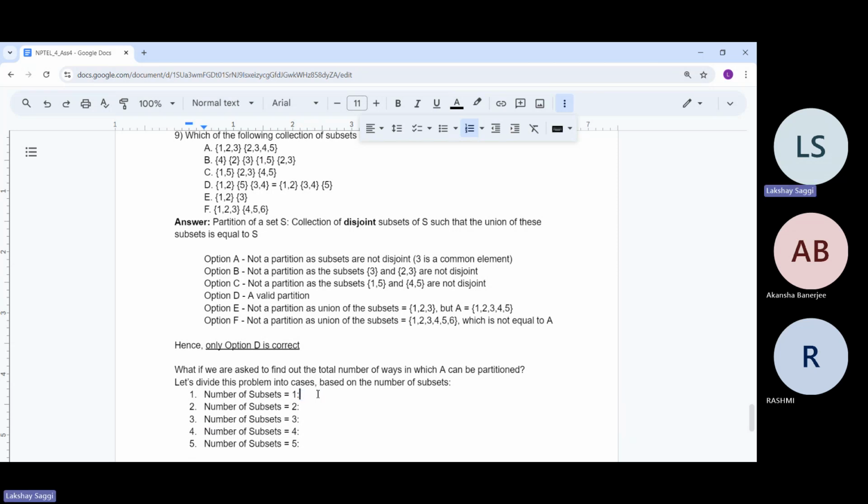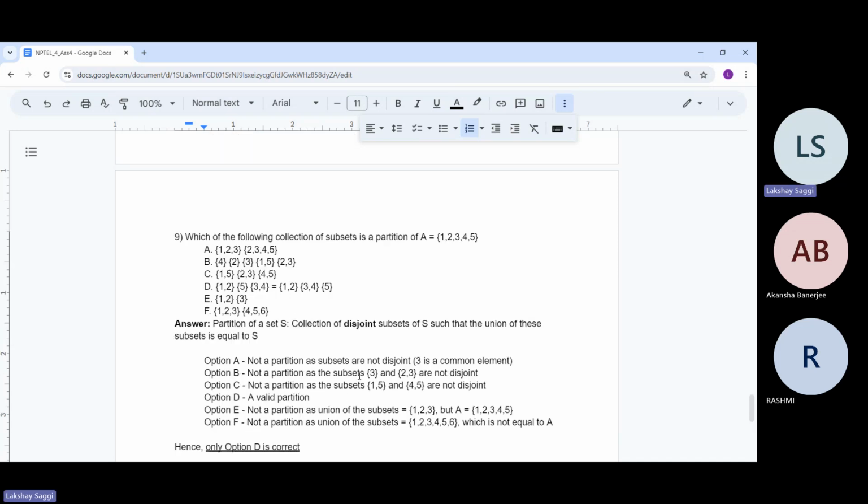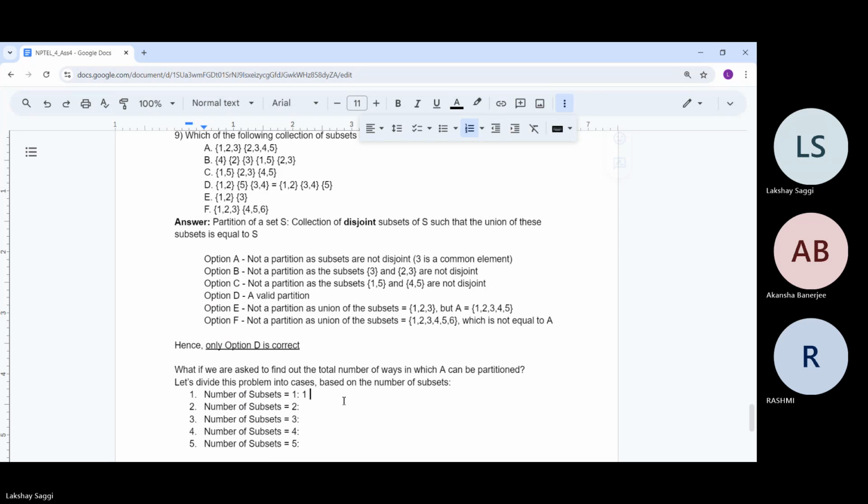So this case I claim is trivial. If the number of subsets is only 1, then how many possible partitions can there be? Like if the number of subsets is 1, how many possible partitions can we have? Okay, Akansha is saying 1. Good job, Akansha. So the only possible partition can be the original A, as A itself is the subset.